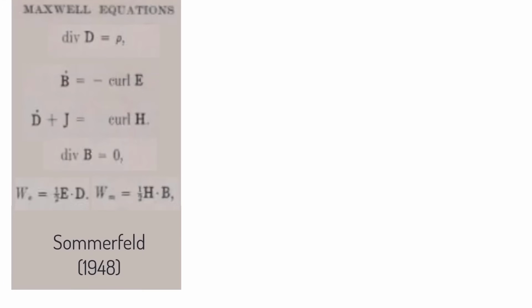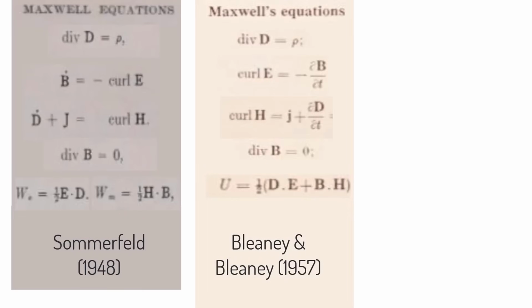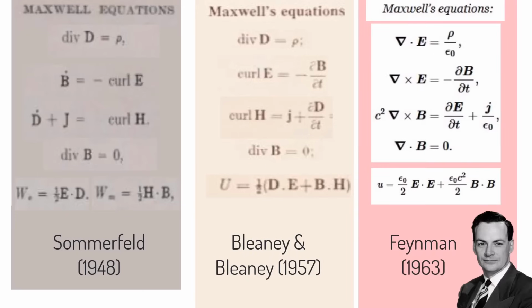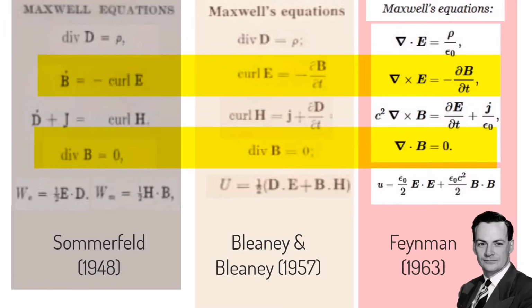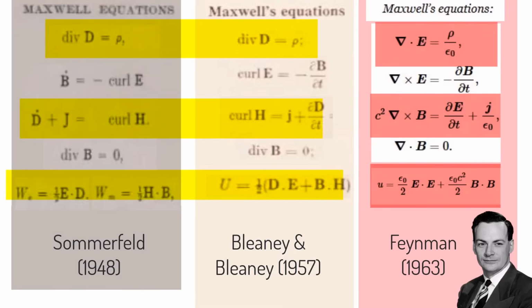Just for comparison, here's how Sommerfeld represented Maxwell's laws in 1948. This is how a very popular physics book from Blaney and Blaney represented Maxwell's laws in 1957. And this is how Feynman presented them in 1963. Note that Faraday's law of induction and Gauss's law for magnetism, the ones with B's and E's, are exactly the same in all three cases, but the other laws are completely different for Feynman. Just take a moment to compare and contrast. It is astonishing, isn't it?